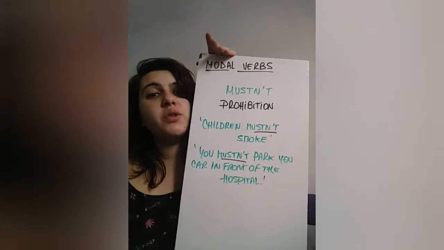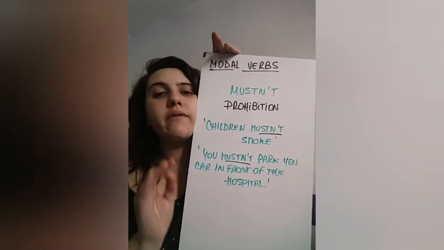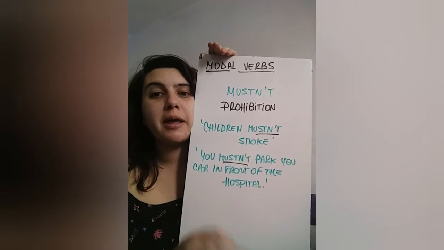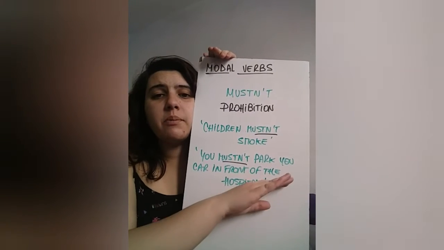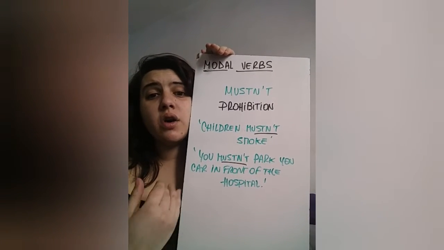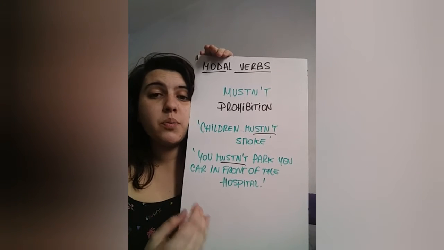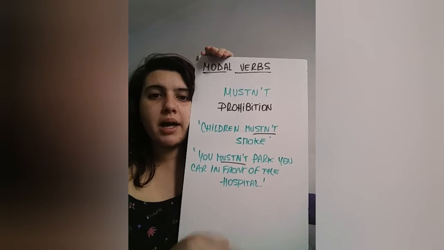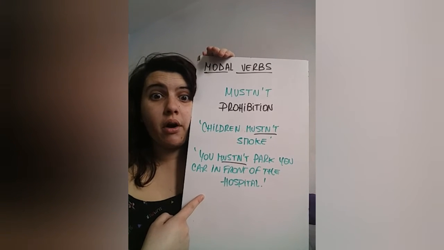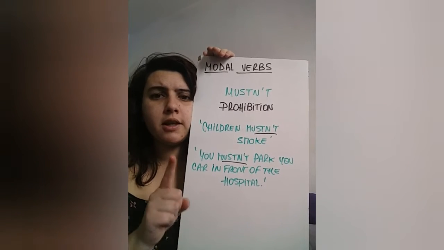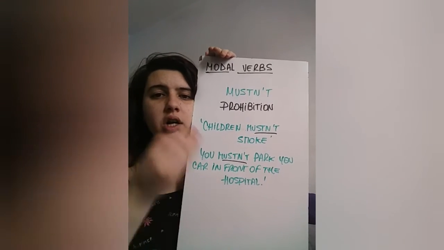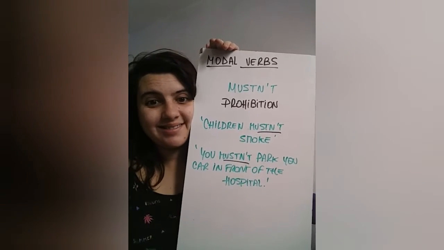Okay, after that, we're going to learn about mustn't. Okay, so we are going to use mustn't to talk about prohibition. Okay, vamos a utilizar el mustn't para hablar de prohibición. No hay opción. Es así y está prohibido de cualquier manera. So, for example, we can say children mustn't smoke. Los niños no deben fumar. O you mustn't park your car in front of the hospital. No debes estacionar tu auto enfrente del hospital. Esto es prohibición absoluta. ¿Ok?